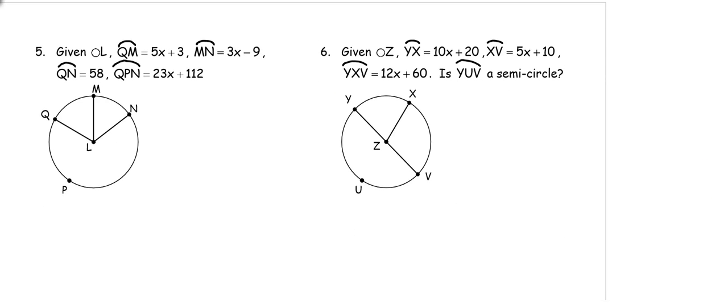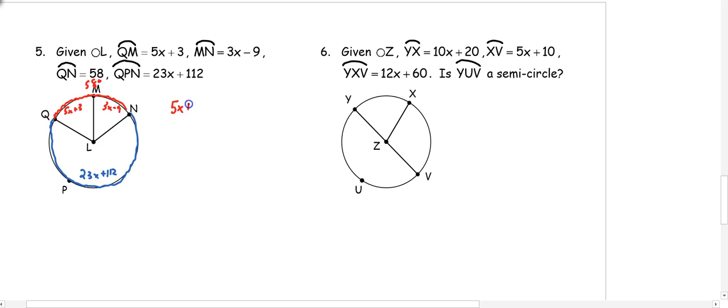So in this case, it gives us that QM is 5x plus 3, MN is 3x minus 9, QN is 58 degrees, and QPN is 23x plus 112. So we need to find all of the arcs in this circle. So first we need to solve for x.